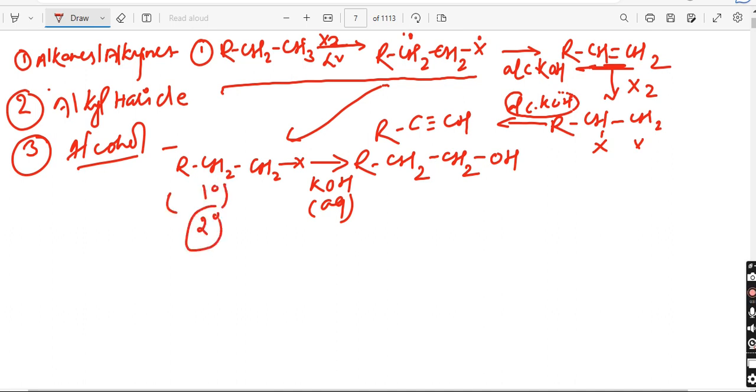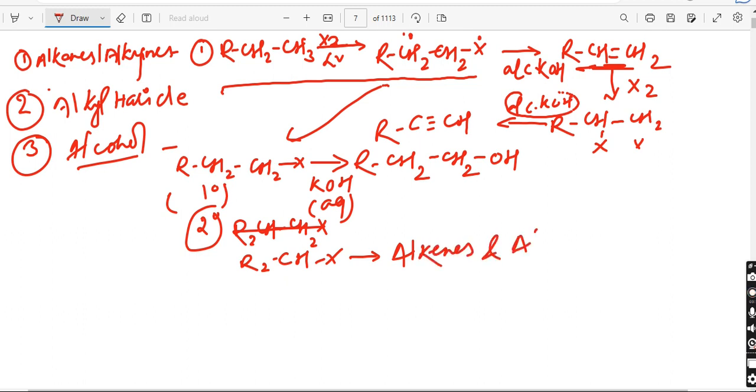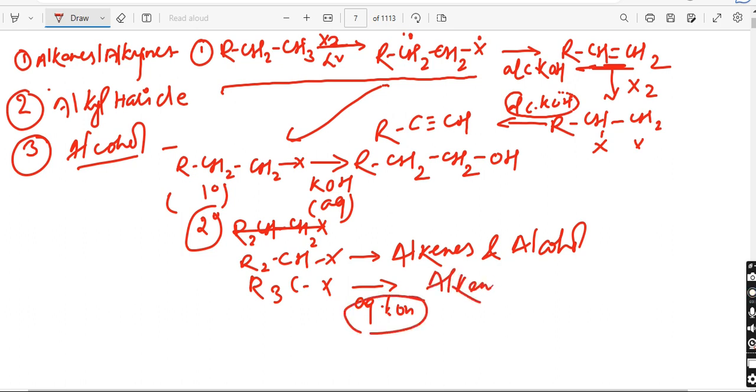If you use secondary alkyl halide, that is your R2CHCH2X, suppose if you use this one, then in this case it will give a mixture of alkene and alcohol. If you use tertiary halide with aqueous KOH, this will purely give what? Alkenes. Are you getting it? So you must be clear on this.